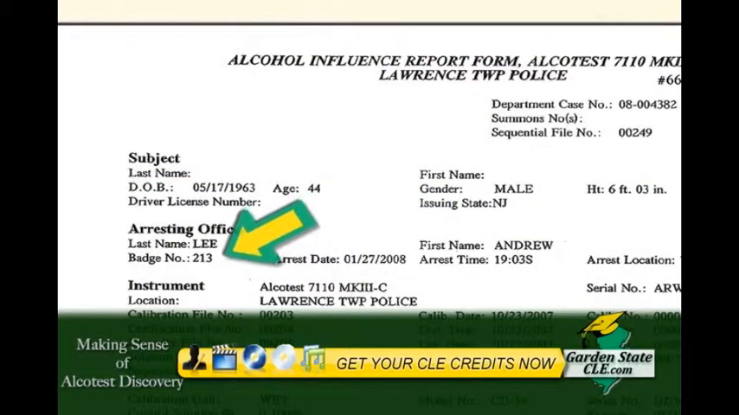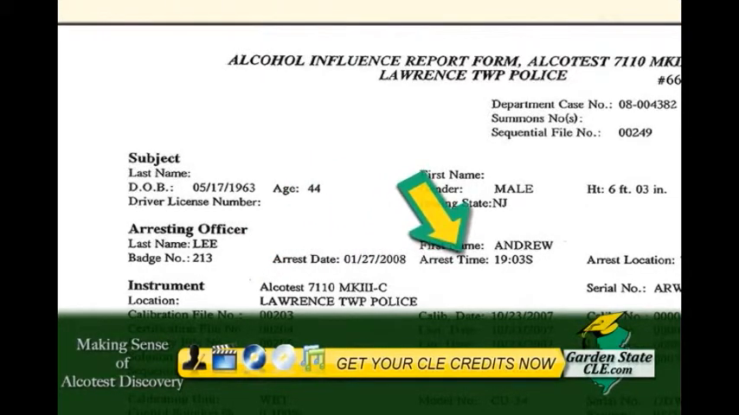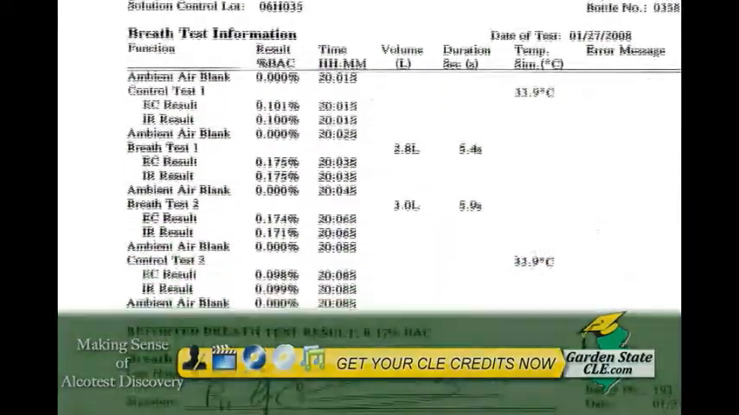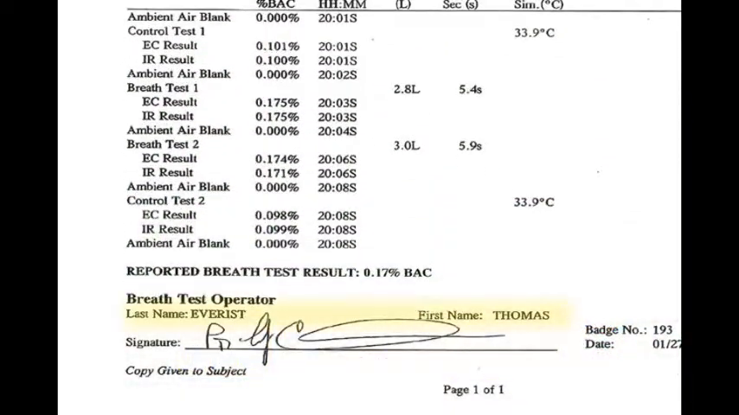There's his badge number. The arrest day was on the 27th of January in 2008 at 19:03 time. Standard time. Standard time, okay, that's what that big S means? That's right. And I notice on here too that the arresting officer is not the same as the person who was operating the instrument, so it may be that this particular officer at that time was not authorized to run the Alcotest. Would you agree with that? Maybe, or maybe a departmental policy to have 2 officers involved in the arrest.